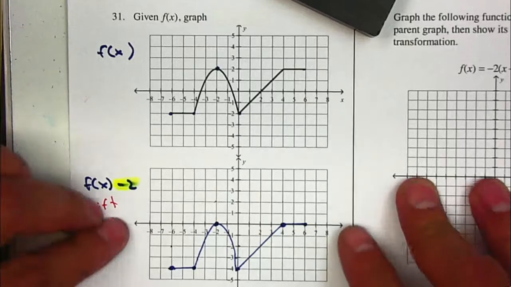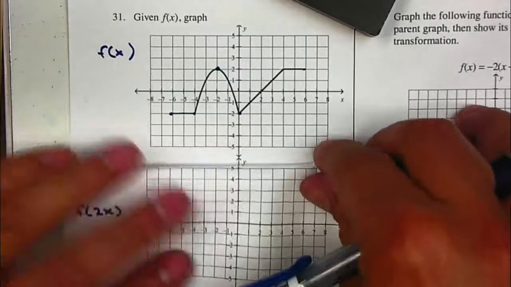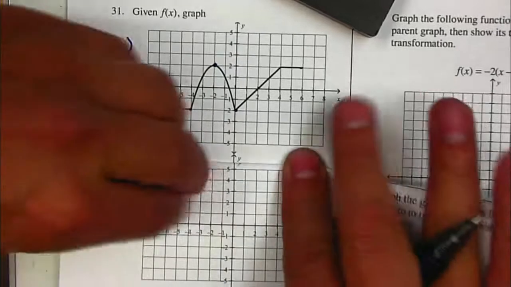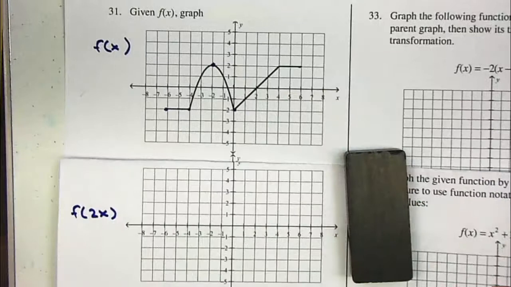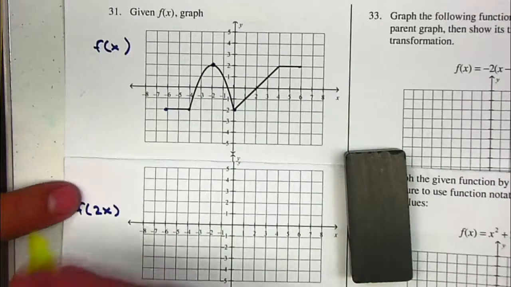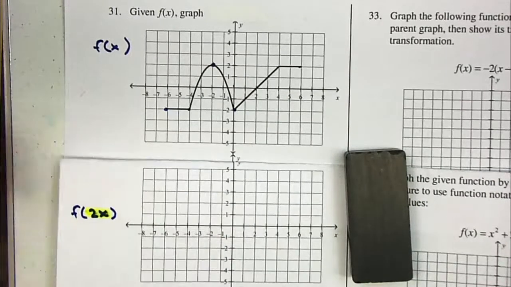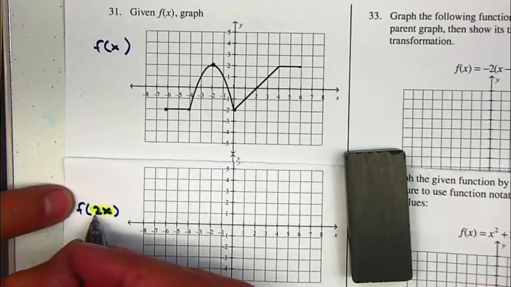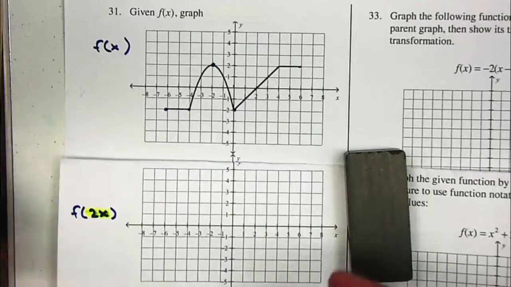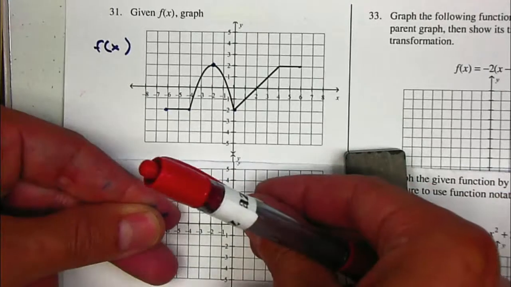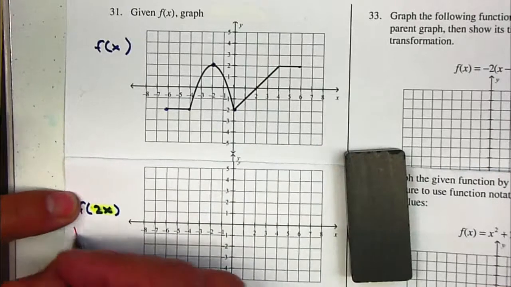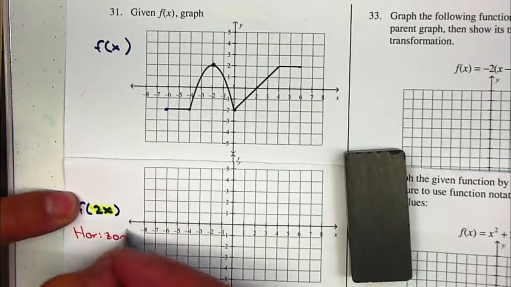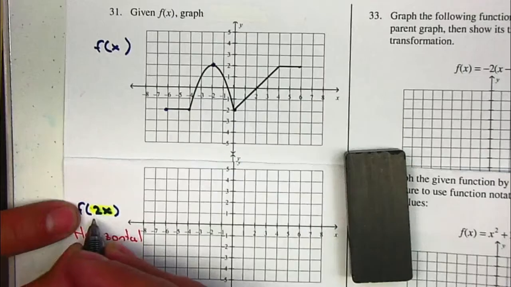Now let's work on the next one. On the next one, it's asking you to do f of 2x. In this case, that 2 is inside the parentheses, it's multiplying, so we know it's going to be a transformation. Remember, if it's inside the parentheses, it's going to be a horizontal transformation. So basically, I'm going to shrink it or stretch it.